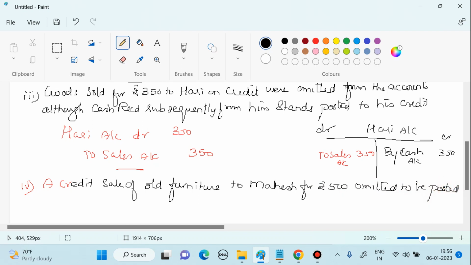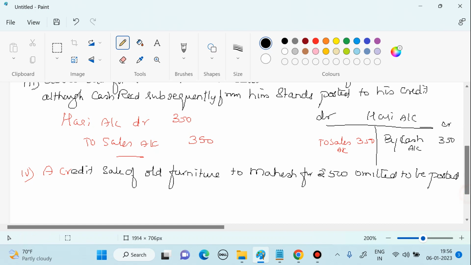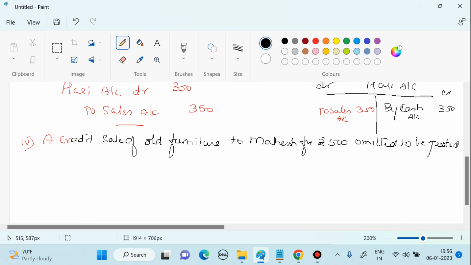A credit sale of old furniture to Mahesh for 500 omitted to be posted is the next transaction. So when there is a sale of furniture, you should have recorded it in the journal proper. But what happened? They said it is omitted to be posted. So what has happened here? Posting has not gone through. So what will you do? Omitted to be posted, so furniture account is correct.